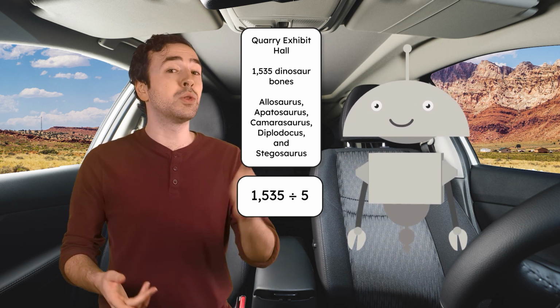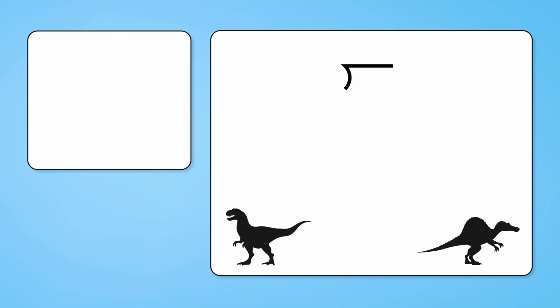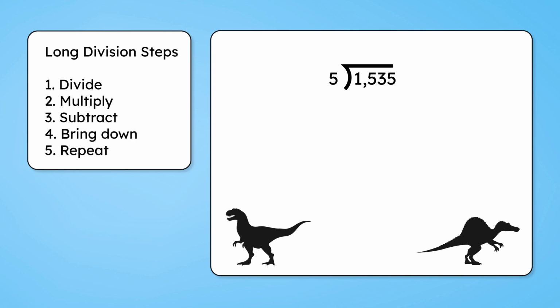Let's set this up with the long division algorithm to solve. Start by drawing the long division symbol, placing the dividend inside and the divisor on the left. Now we'll follow the steps of the long division process.